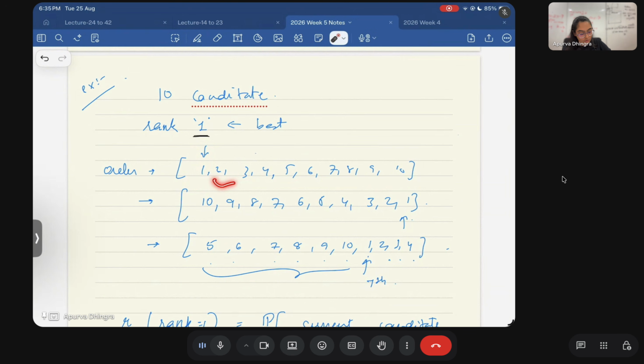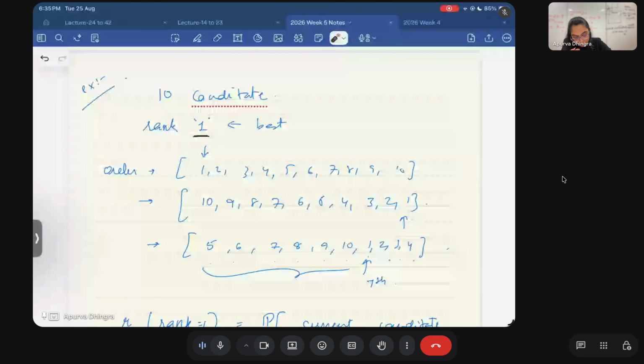But there are still a lot of other candidates to look at. So we need a probability of that. We need the probability that this can actually happen. With what probability it can happen. So we'll come to that. So another possibility of order in which the candidates can show up is the following.